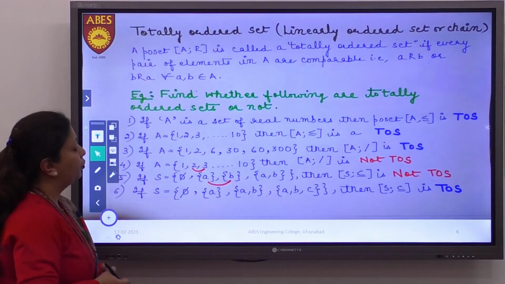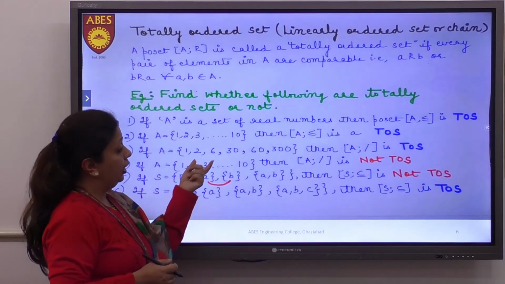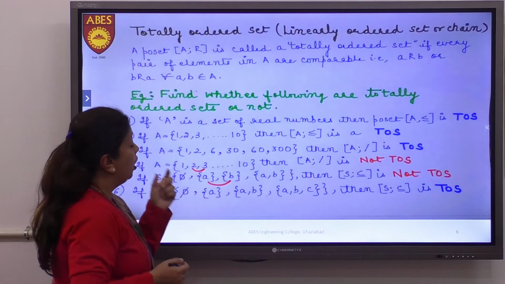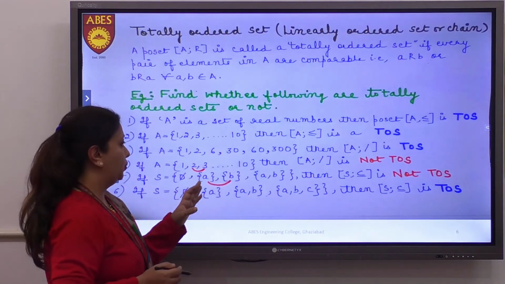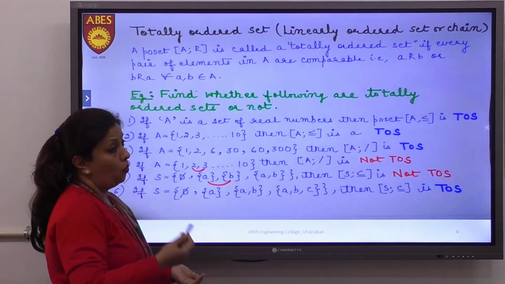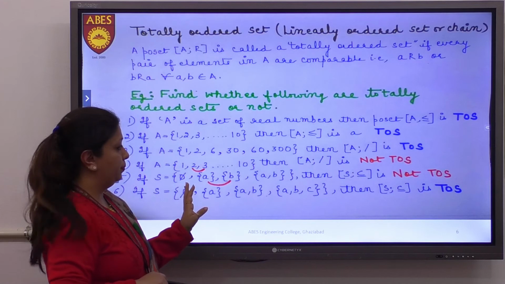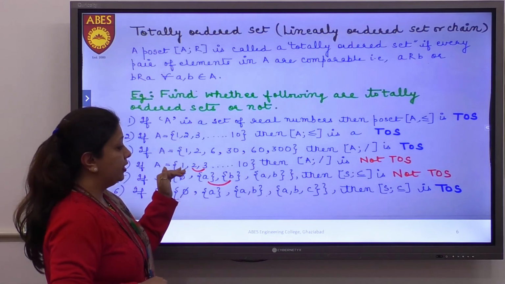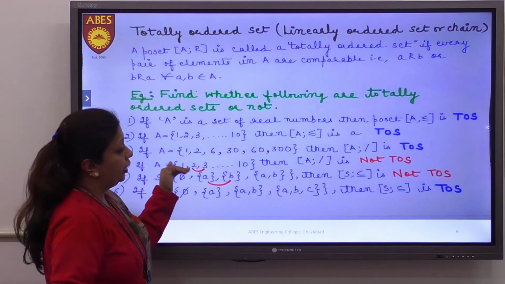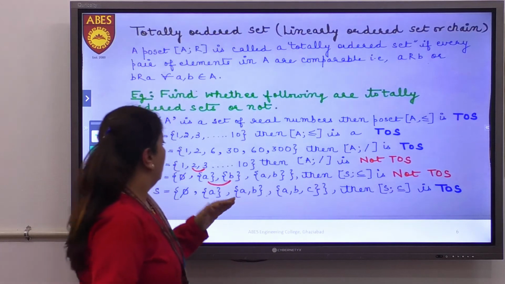Now let's take the fourth example. A set A with elements 1, 2, 3 up to 10, and we have the relation divides. 1 divides every number, this is okay. But if I take 2 and 3, can I say that 2 divides 3 or 3 divides 2? I cannot place the divides symbol there. So I can say that 2 and 3 are not comparable. There are many others also. So what can I say about it? That it is not a totally ordered set.